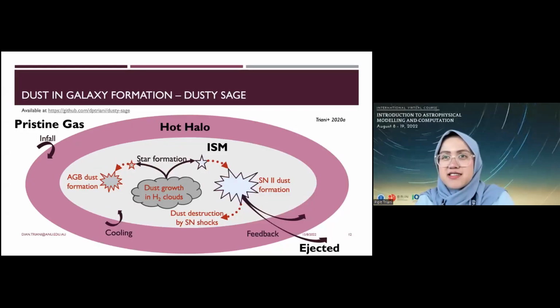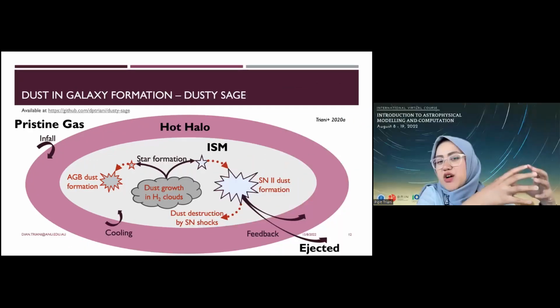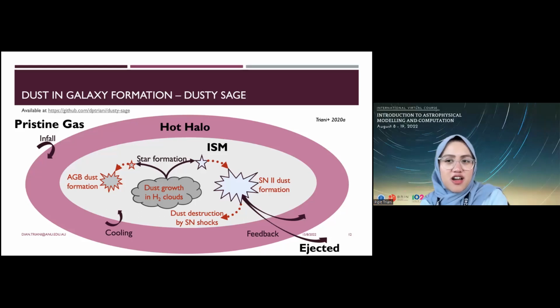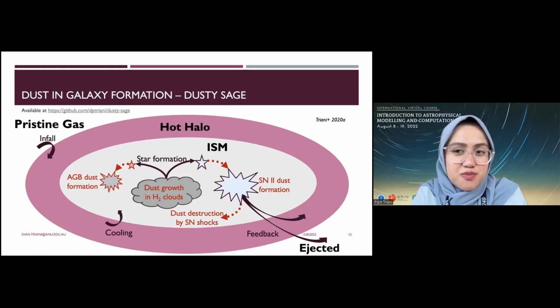But if the ISM is now polluted with metals and dust, these feedback processes can bring the cold gas that has been polluted with metals and dust up to the halo, or even into the ejected reservoir, from the cold gas that is in the outflow from the feedback. So now the dust and metals can also pollute the halo and the ejected reservoir.